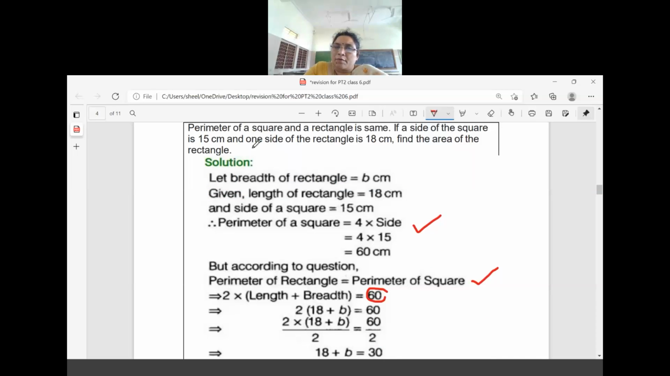Understood? So one side of the square, 15, is given. With the help of this, we have to calculate the perimeter of the square. Right? So after calculating the square, what should we do? We should equate it with the perimeter of the rectangle. Why do we have to equate? In the question it is given that the square and the rectangle's perimeters are the same. So that is why we have to equate.